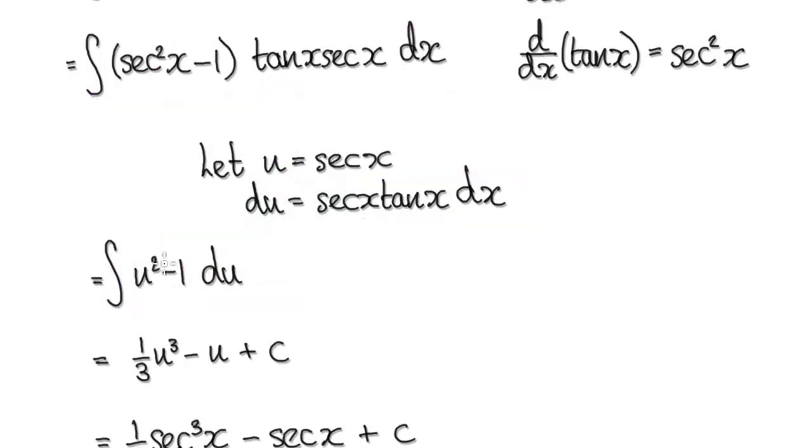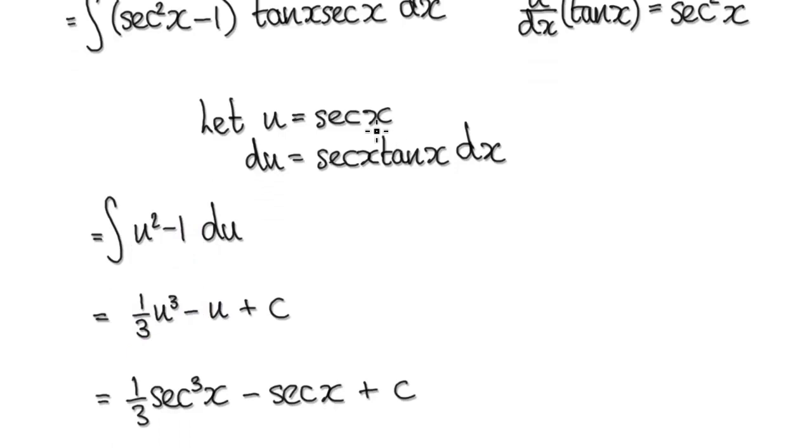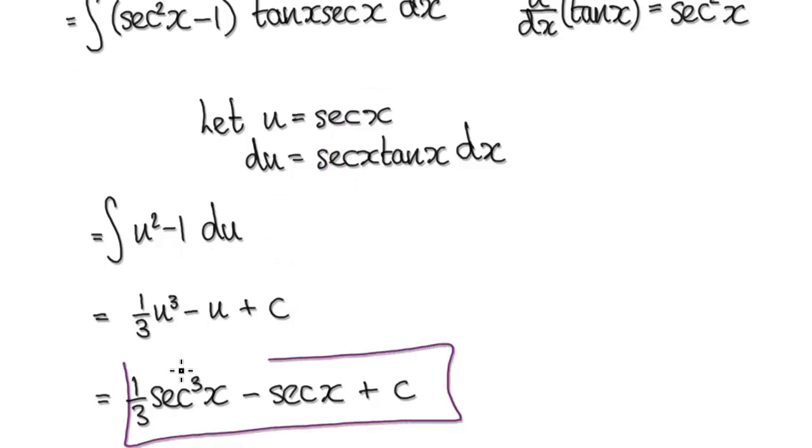This is easy to integrate. So integrate this, and that will give us this. Integrate the 1, and that will give us this. And then we said let u equal secant, so put it back into here, and here. So your final answer will be this. Okay.